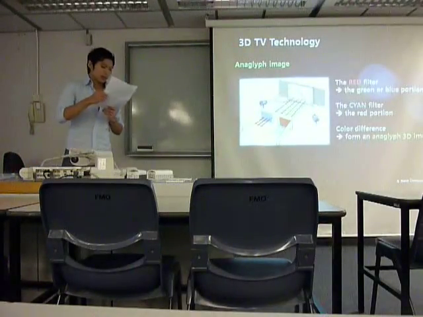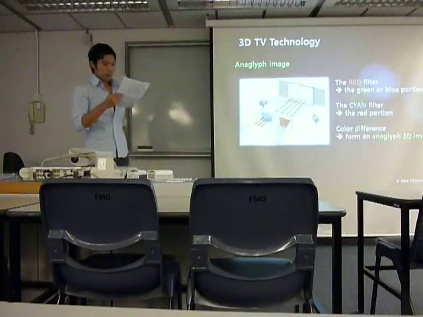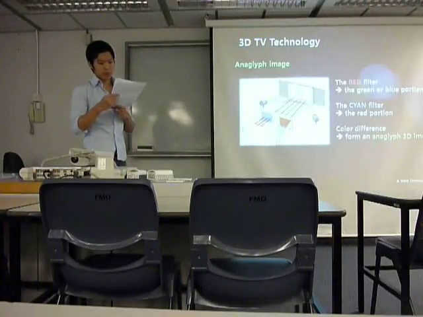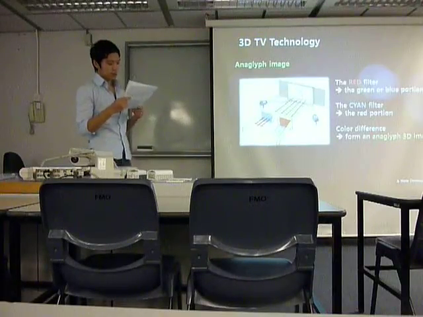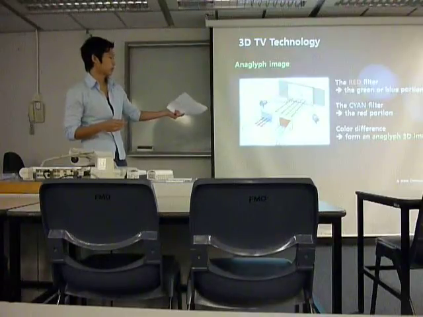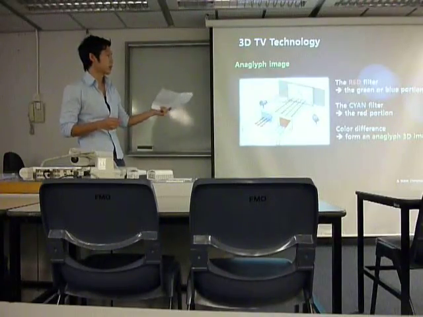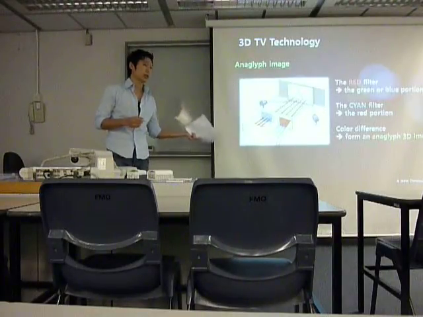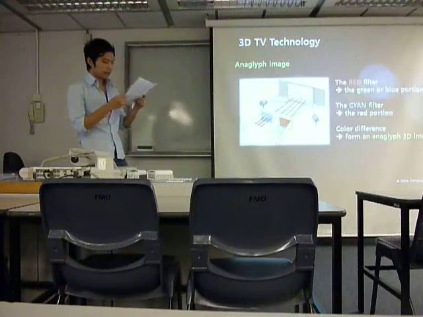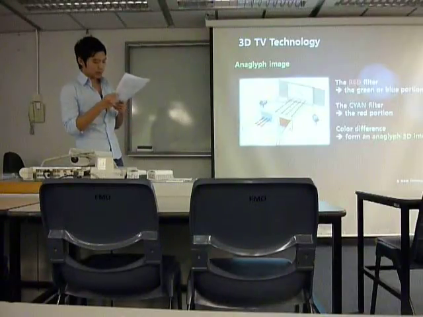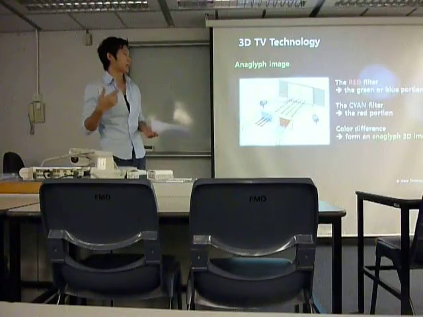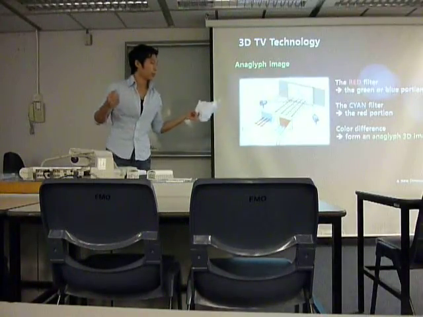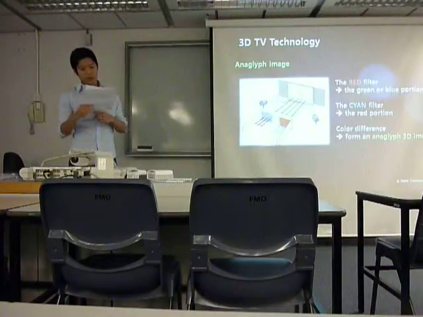The first technology uses an anaglyph image, and the glasses contain 2 different filters, red and blue, and these filters allow each eye to see only certain colors. For example, the red filter filters out the red color and only allows blue to come in, and the blue filters out the blue and allows red to come in. Because of these filters, the brain is tricked and perceives a color difference, and in the brain it forms an anaglyph image which gives the 3D effect.